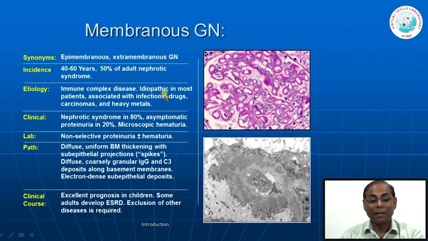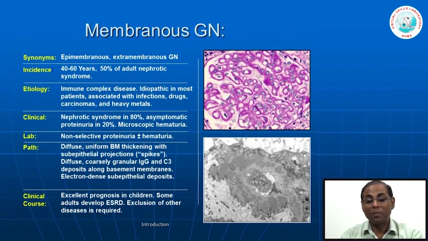They are idiopathic in many of these cases, and sometimes they are associated with infection, drugs and carcinomas, as well as heavy metal poisoning or toxicity. Now, clinically, the majority of them present as nephrotic syndrome, and asymptomatic proteinuria is seen in 20% of these cases. In a smaller subset of cases they may be associated with some microscopic hematuria, but the major presentation is the nephrotic syndrome.